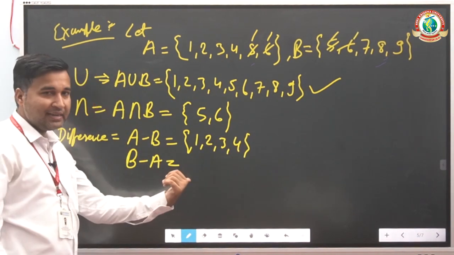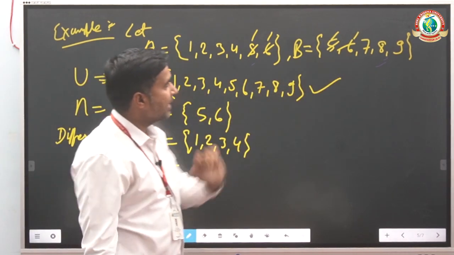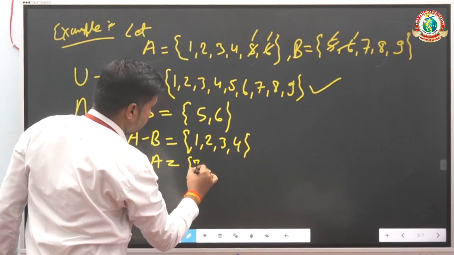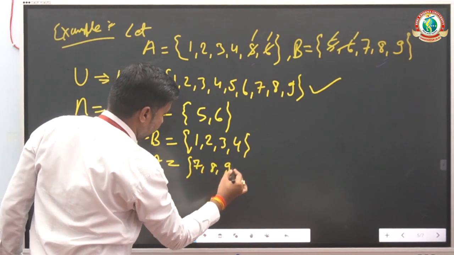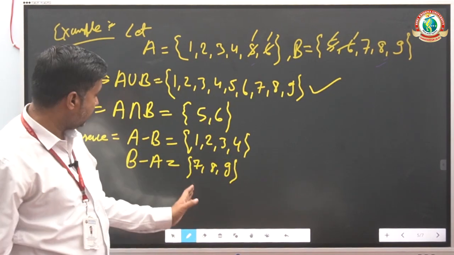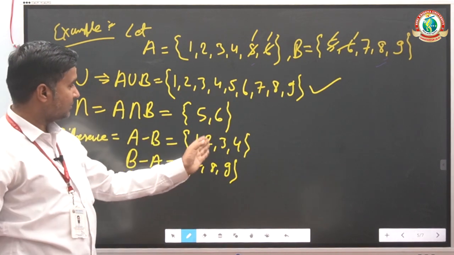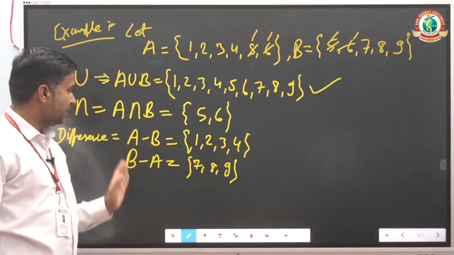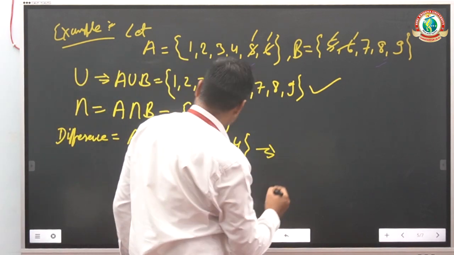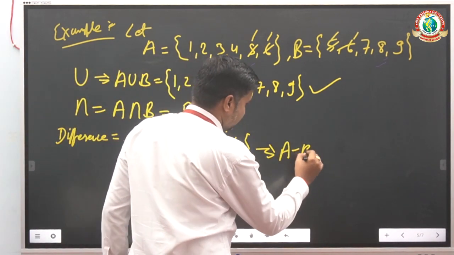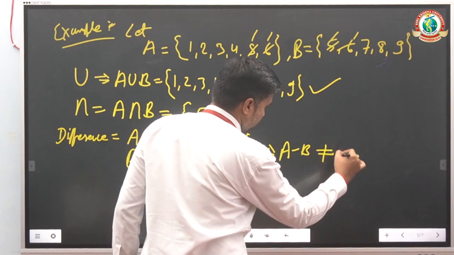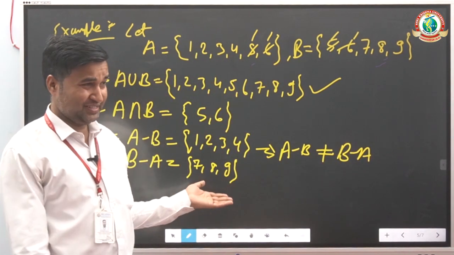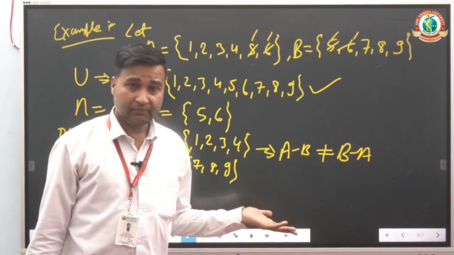Now B minus A. 5 and 6 cancel out. The answer is 7 8 9. So there is a difference between A minus B and B minus A. I want to say that A minus B is not equal to B minus A. The output of both operations will be different.